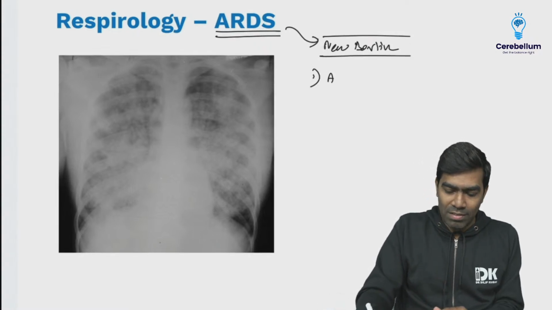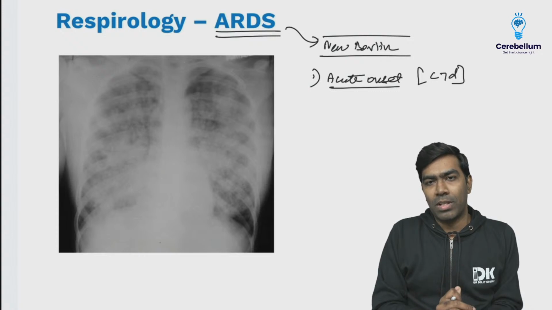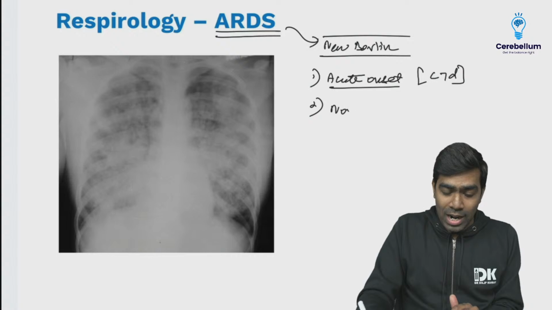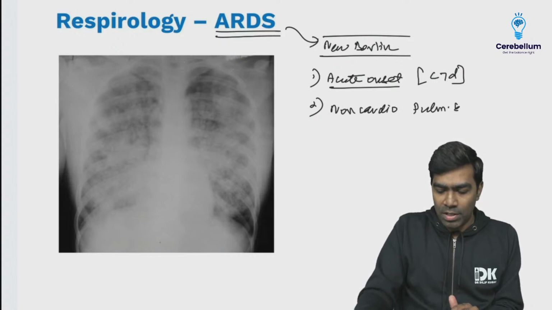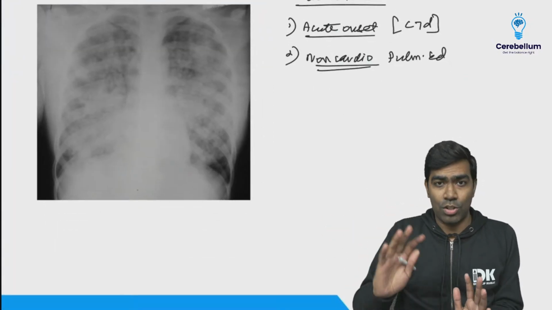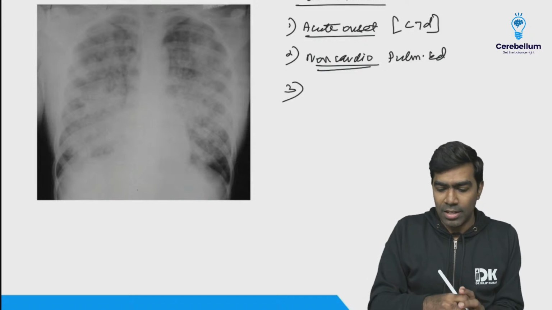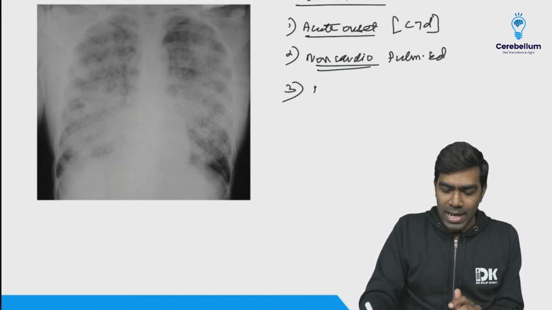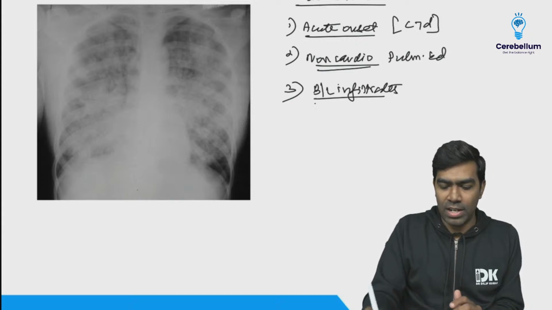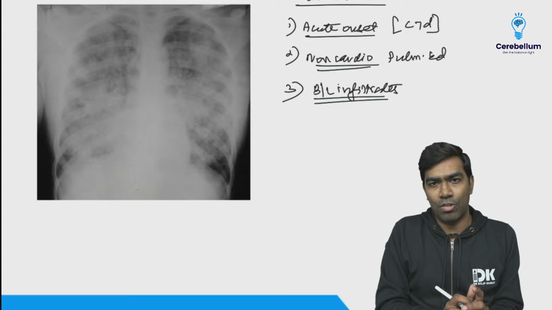Number one, patient will have acute onset of illness. Acute onset means within 7 days, the patient should have developed a serious respiratory disease. Second, patient should have a non-cardiogenic pulmonary edema, which means the pulmonary edema that you are seeing should not be explained by a cardiac cause. It should not be due to heart failure. Number three, patient should have bilateral infiltrates in the chest X-ray, or maybe in the CT scan also.